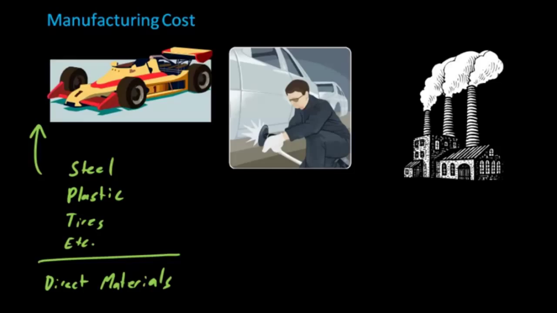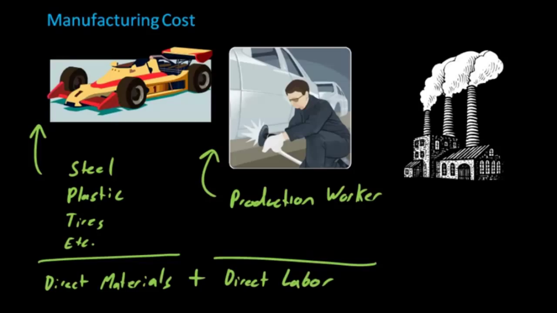But there's other things that are involved as well. Someone's going to have to put all this stuff together in order to produce this car. So we're going to have some labor costs over here. We're going to have a production worker who puts the car together. So the cost of the production worker is obviously part of the cost of the car. And since the production workers are directly working on the car, it's easy to tie this cost to the car. So we're going to call this direct labor. So it's pretty obvious direct materials plus direct labor is part of the cost of producing one of these race cars. But there's other costs also, and this is where it gets a little tricky.